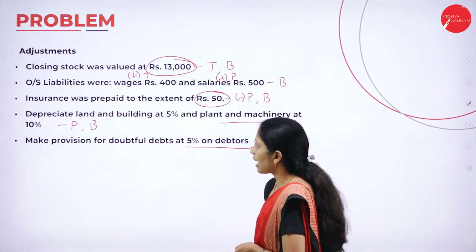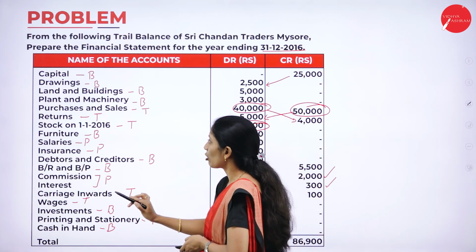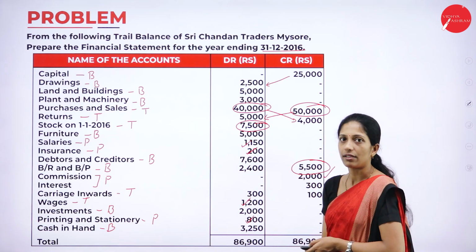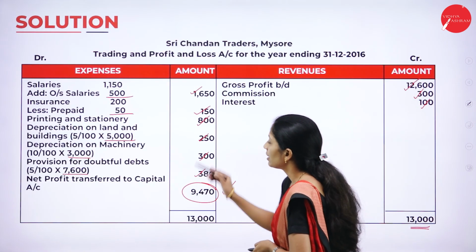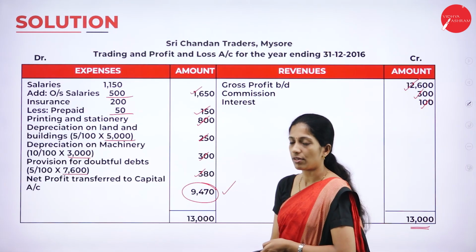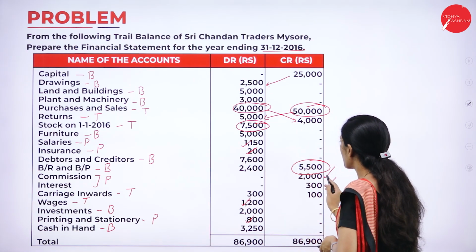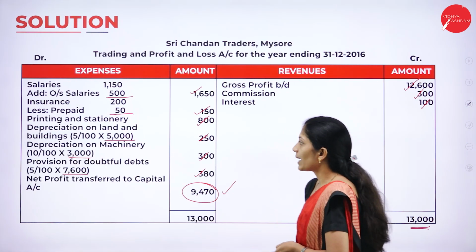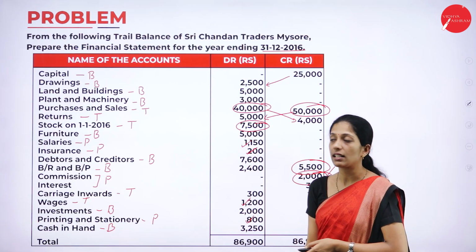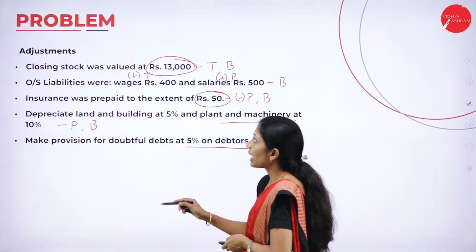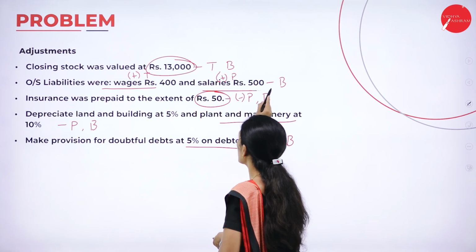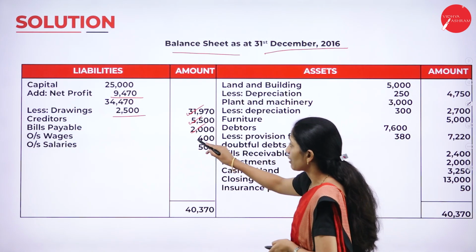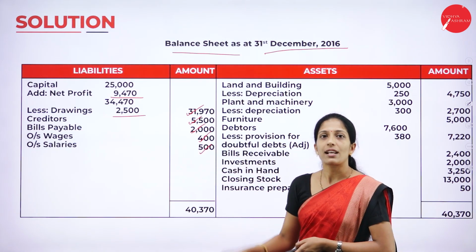Now coming to the next liability. Plant and machinery, furniture, these are all assets. Creditors is 5,500, so it's a liability. Record that, creditors 5,500. Next one, we have bills payable 2,000. So bills payable is a liability, 2,000. In the trial balance we don't have any other liability. Now come to the adjustment, we have outstanding liabilities, wages as well as salary, 400 and 500. So record that in the liability side, 400 and 500. So we are done with all the liabilities.